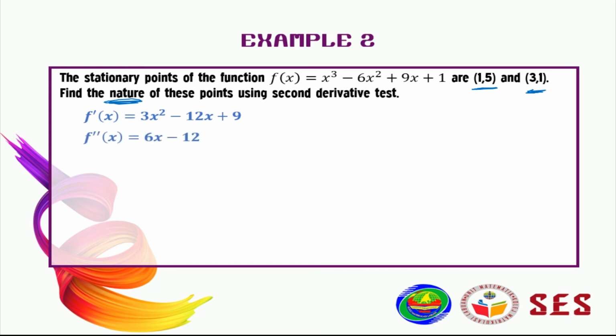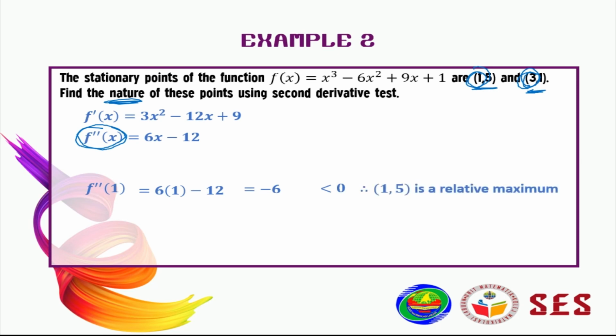Okay, after having your second derivative, you need to plug in the values x equal to 1 and also x equal to 3 into your second derivative over here. So for the first value, f double prime 1, you will have a value of -6. So -6 is less than 0, which means that your point is a relative maximum. And then for the second point, you have x equal to 3. So f double prime 3 is going to be 6. So 6 is a positive number greater than 0, hence your point is a relative minimum.